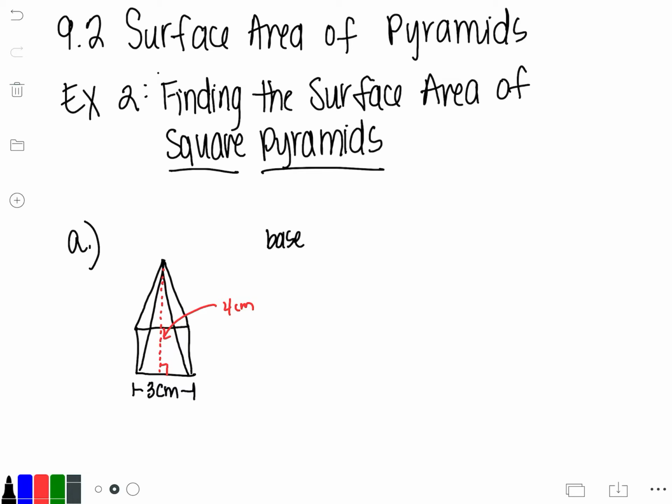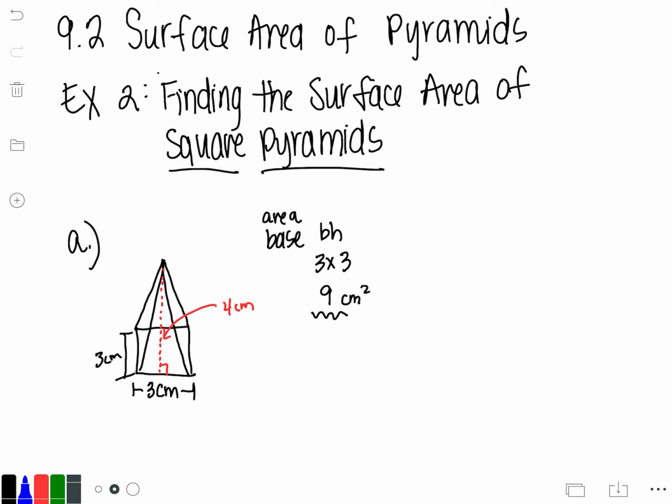And so if you know this is a square pyramid, if one side is 3 centimeters, then you can assume the other side is also 3 centimeters. So to find the area of the base, you have base times height. And so you've got 3 times 3 in this case, which is 9. So this is 9 square centimeters. Then you want to find the area of each of your lateral faces.